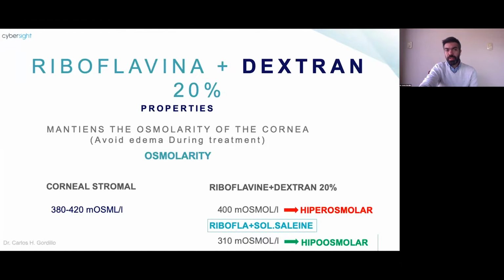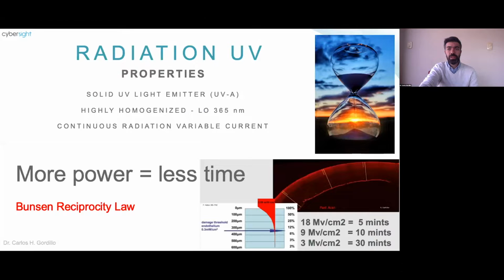So as I was telling you before, we need to make a combination of dextran with riboflavin, because the dextran is going to maintain the osmolarity of the cornea. You can see here the normal value of the osmolarity, and what you can do with the dextran. If you have a very thin cornea, you can use this without dextran. Osmolarity is going to increase, and the corneal pachymetry is going to increase also. Remember that you need to have 400 microns at least to do the irradiation. Otherwise, you'll have problems like corneal edema, and you'll damage the endothelial cells.